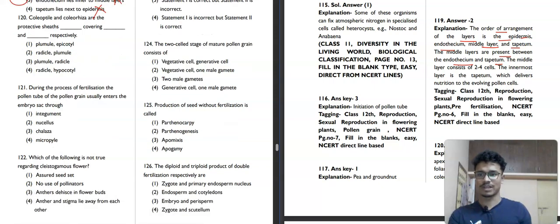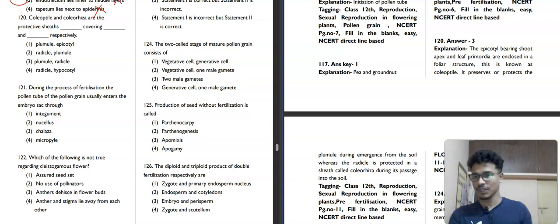Now we'll move towards the next question, question number 120. What is it saying? Coleoptile and Coleorhiza are protective sheaths of dash and dash, covering dash and dash respectively. Okay, there is 3. So Coleoptile and Coleorhiza are the protective sheaths of plumule and radicle respectively, basically.